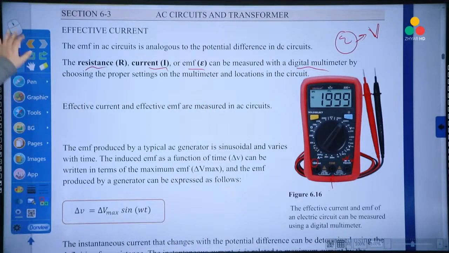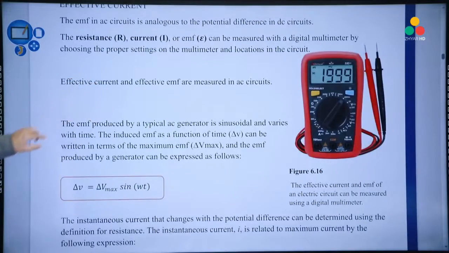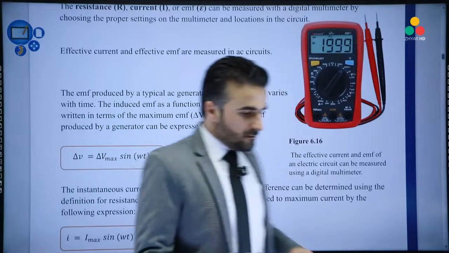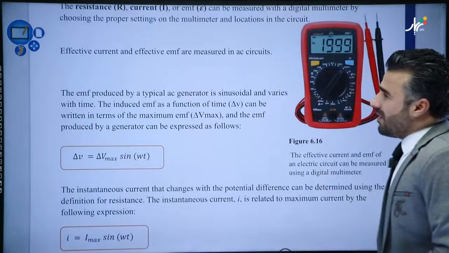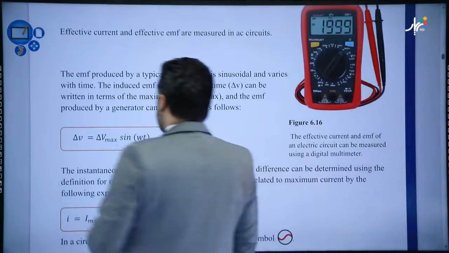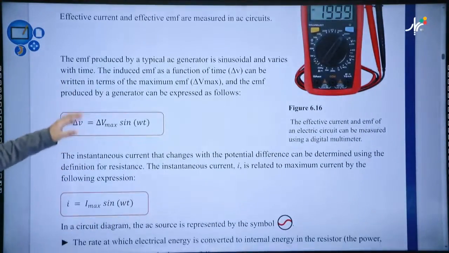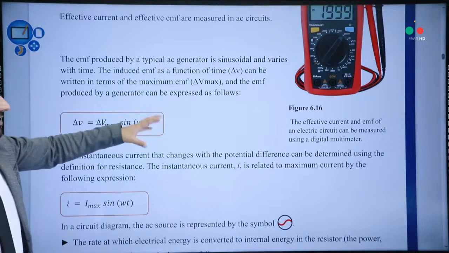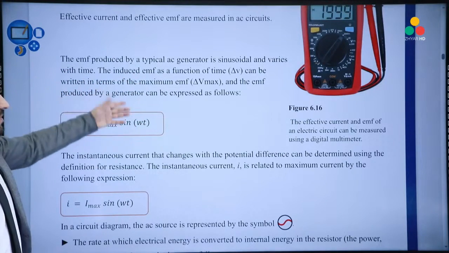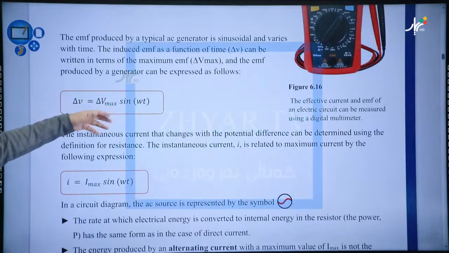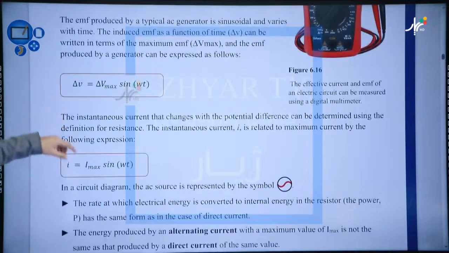All right, but now we have something else. Effective current and effective electromotive force are measured in AC circuits. So what are the effective current and effective electromotive force? Now, the electromotive force produced by a typical AC generator is sinusoidal and varies with time. So the induced electromotive force as a function of time can be written in terms of the maximum electromotive force produced by a generator, and can be expressed as follows.